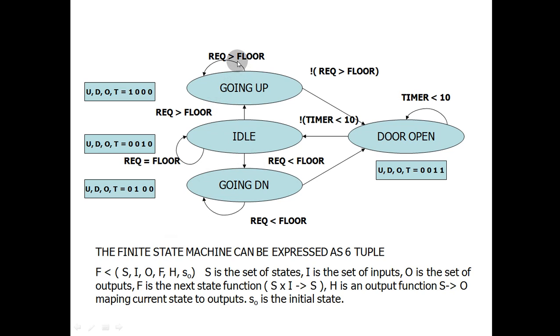Now if required is greater than or equal to floor, and this condition is met each and every time, the data will stay in this state. Now suppose required greater than or equal to floor doesn't hold, and the condition of this state doesn't match. So what will happen? The data will go from this going up state to the doors open state.